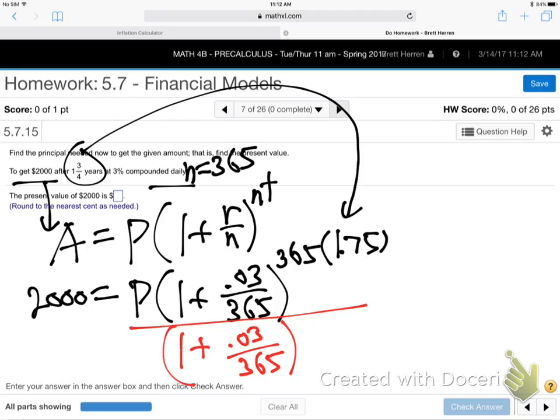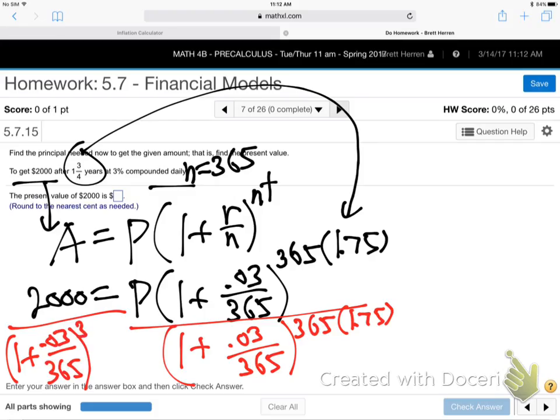I'd encourage you to try this on your calculator. Make sure you can get the right answer, because it is a little challenging, even just to do the calculator well on these.